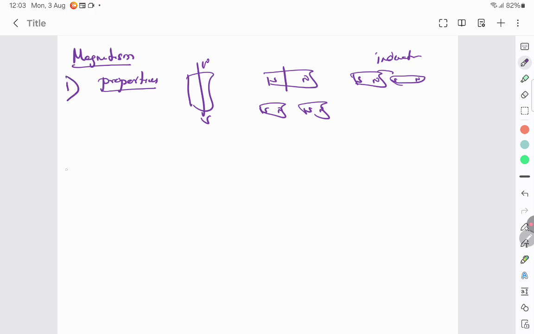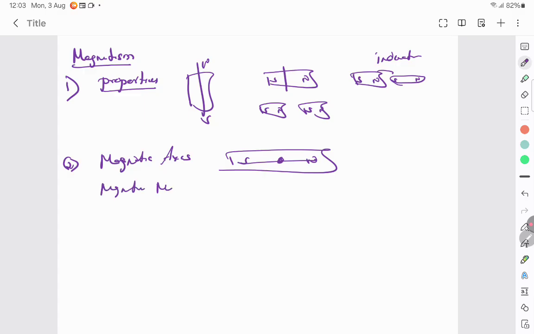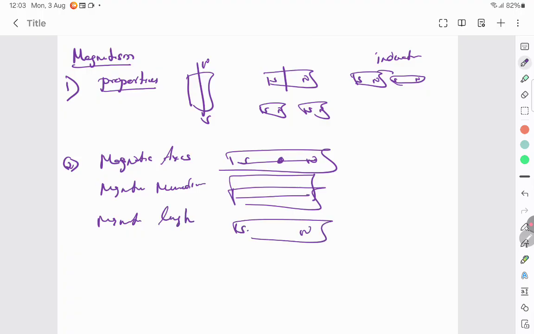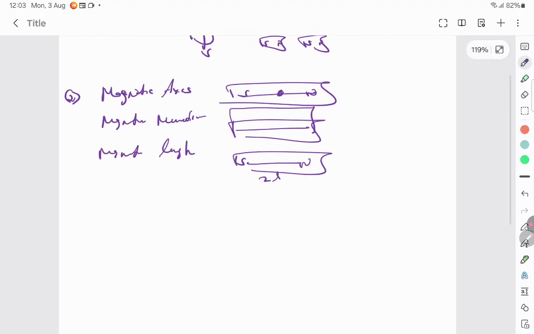Then the next thing that I want to teach you is certain terms which never come in any exams. What is magnetic axis? A magnetic axis is the line joining the north pole and south pole, passing through the center. What is magnetic meridian? Magnetic meridian is the vertical plane passing through the magnetic axis. Next is magnetic length. Magnetic length is the distance between the north pole and the south pole, which is always 2L. It's never L.